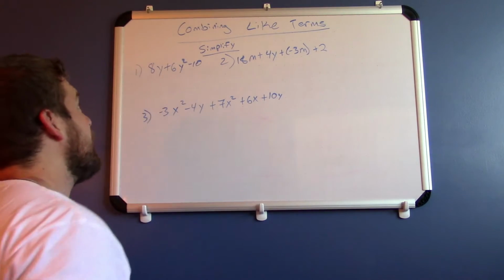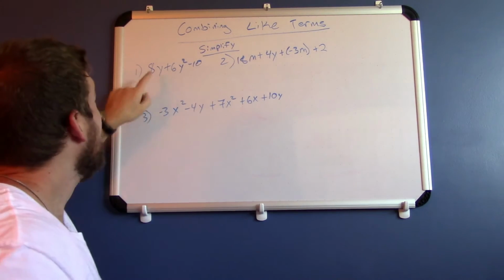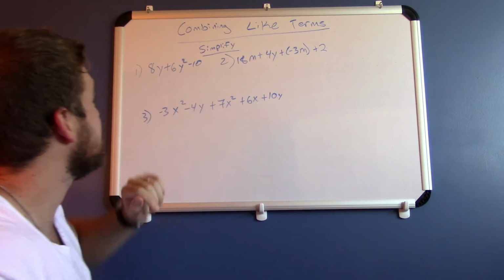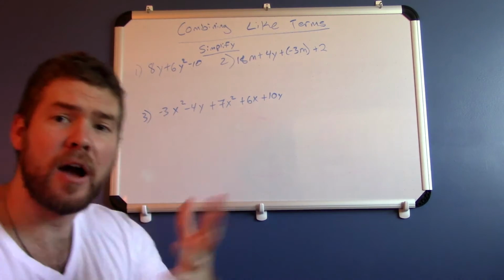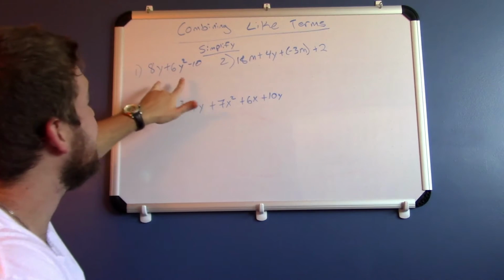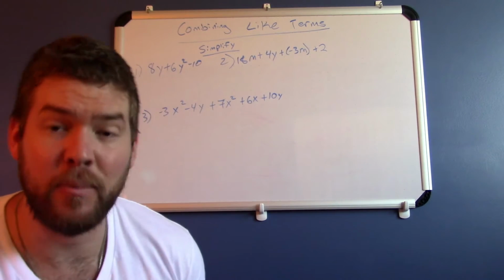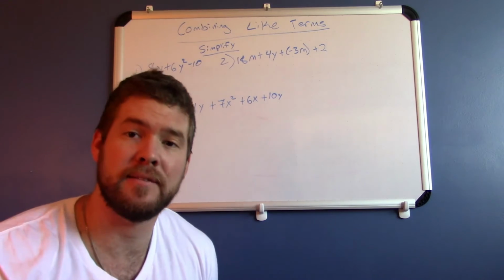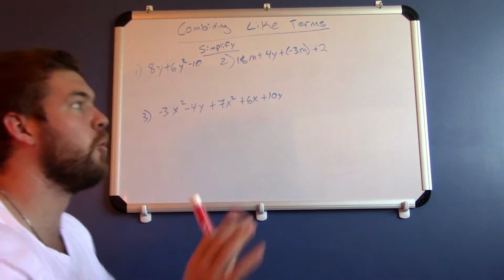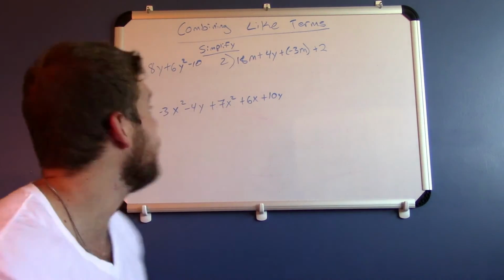So our first example here, we have 8y plus 6y squared minus 10. How can we combine our like terms? I see two y's here, but one has a y squared. They're not the same. We cannot combine those with addition and subtraction. We're not allowed to do it.